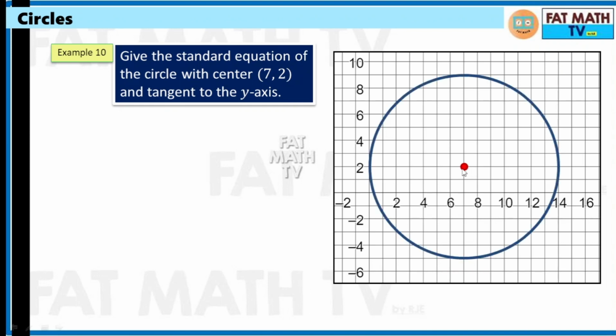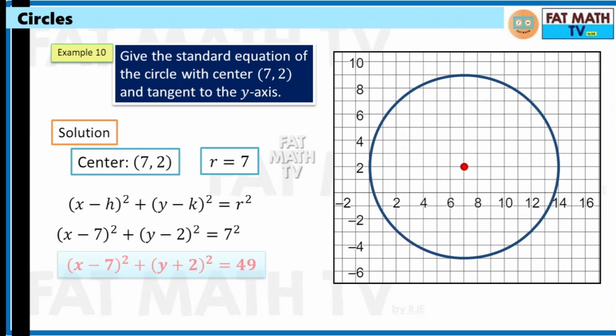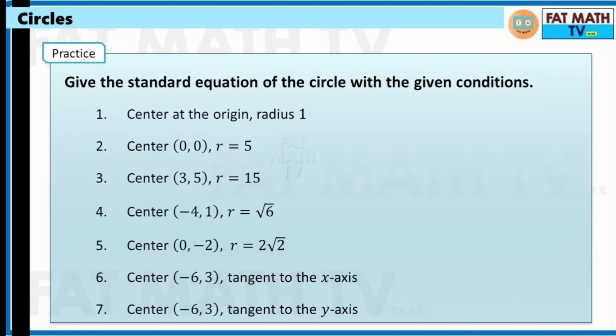And as you can see, the radius is 1, 2, 3, 4, 5, 6, 7 units. So the radius is 7. H is 7, k is 2, and r is 7. And replace that in our standard equation. You will get x minus 7 squared plus y minus 2 squared equals 49. So that's it for the examples for finding the standard equation of the circle given certain conditions.